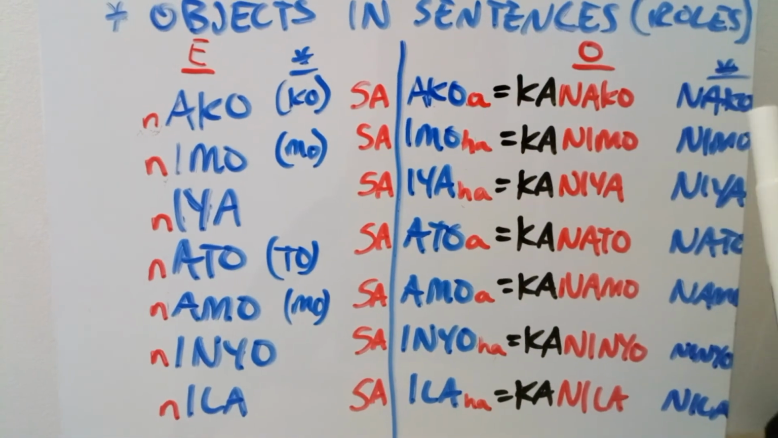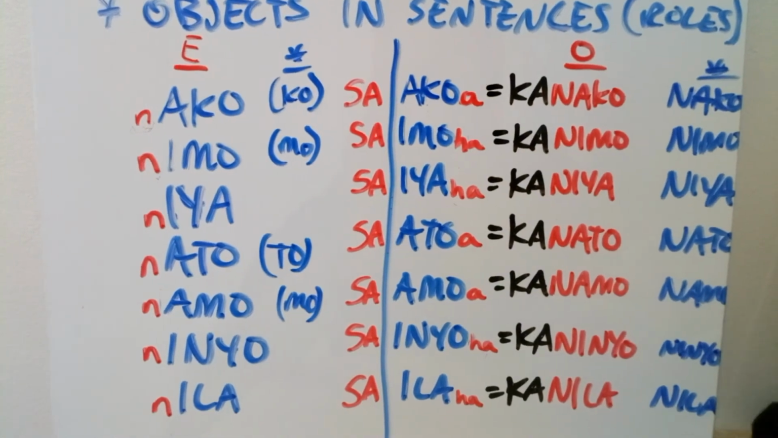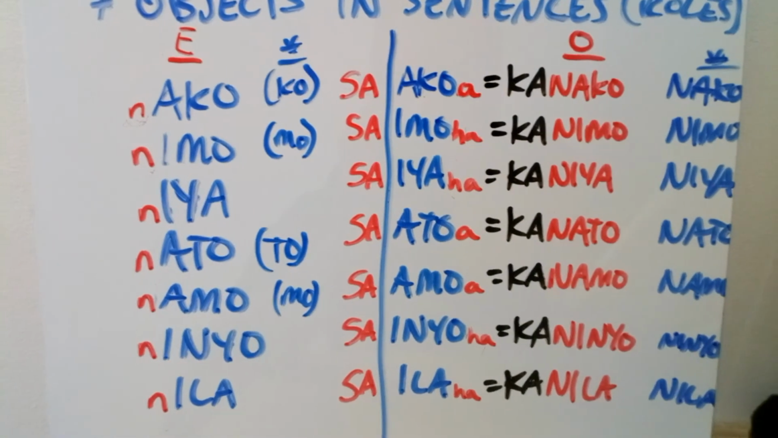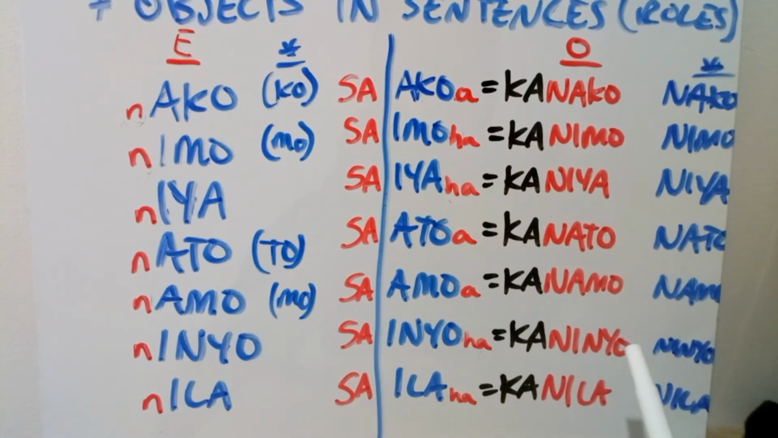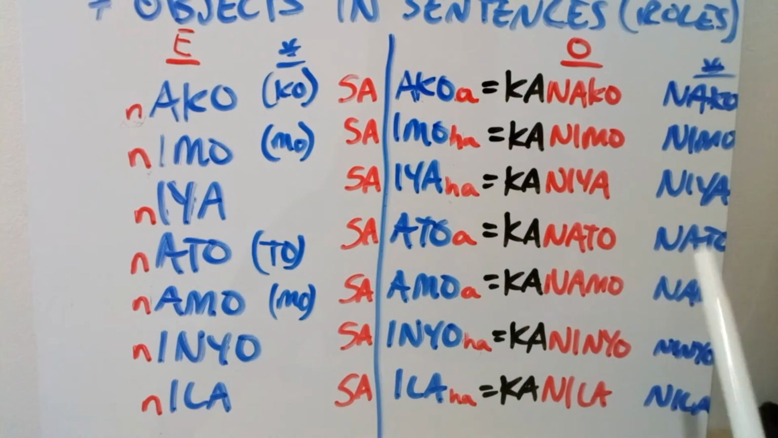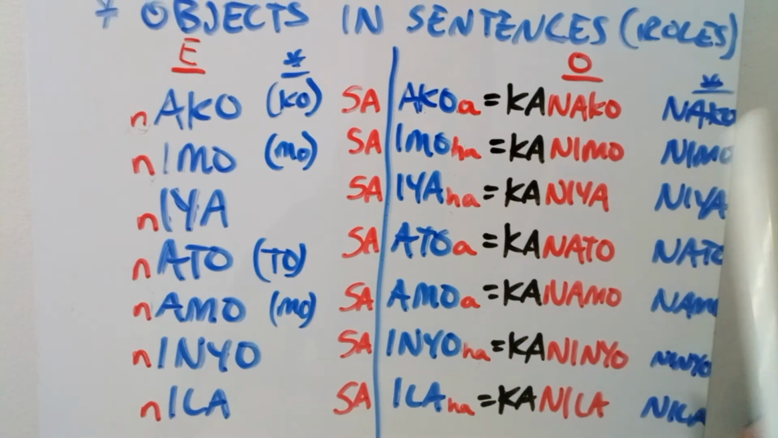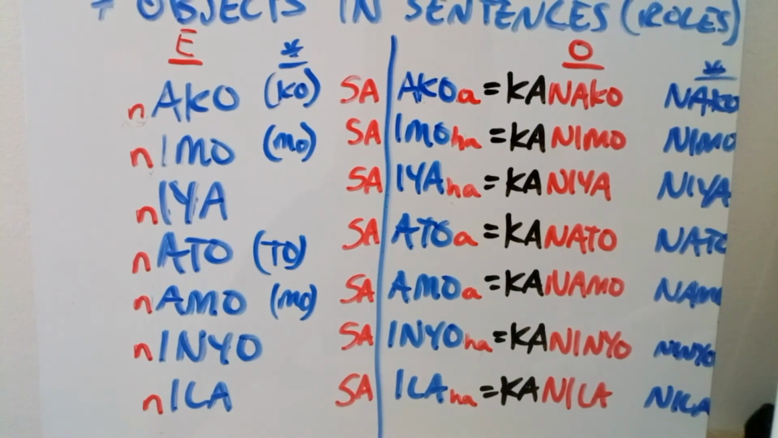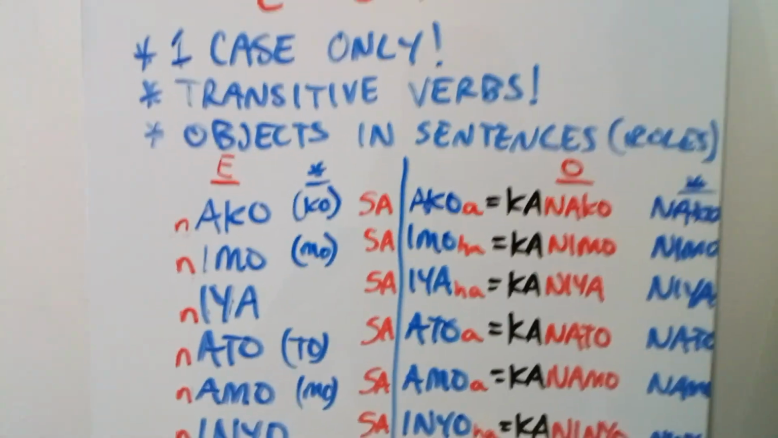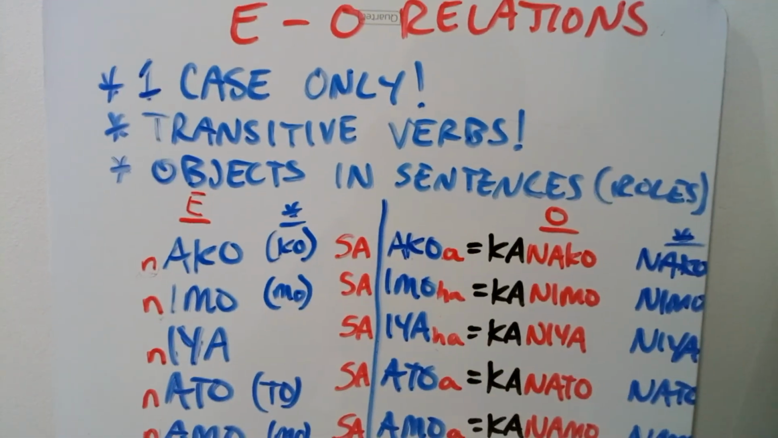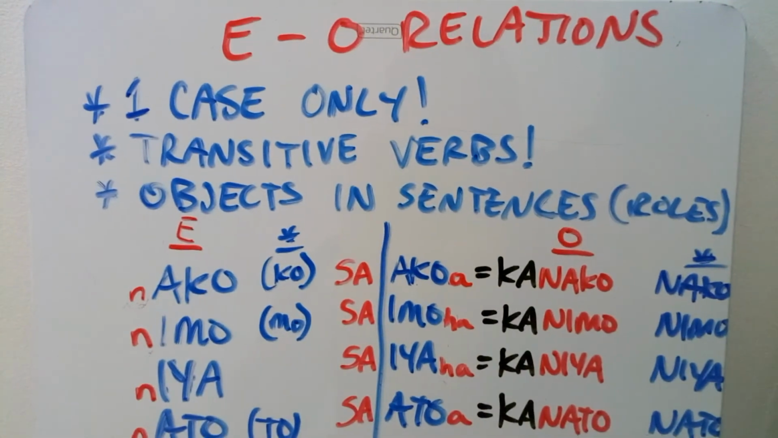More often though, the shortened form for the oblique case gets used a lot in colloquial speech, in slang, in the streets, the more uneducated kind of speech. They get used a lot. So, that said, master all of these before you master the shortened forms, and then you'll see why. Otherwise, you're just going to confuse yourself, okay? And that's pretty much the basics of this video, a review of the ergative-oblique relations, because a lot is going to be coming up.